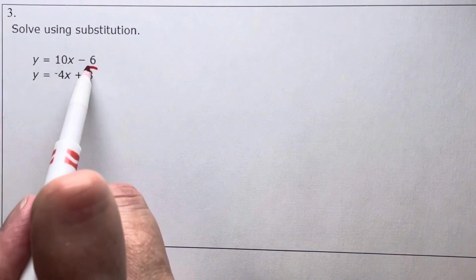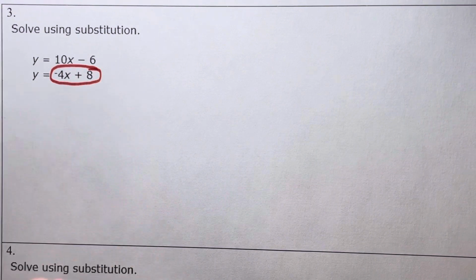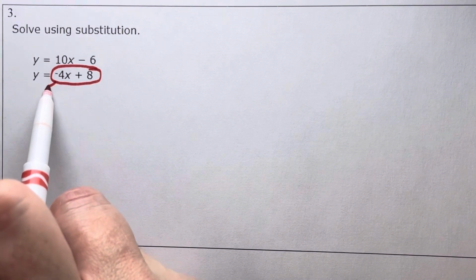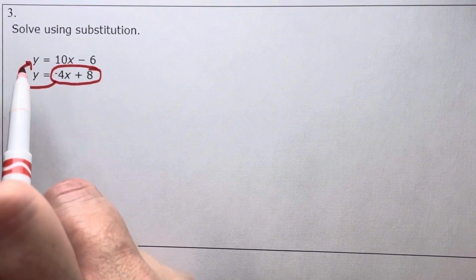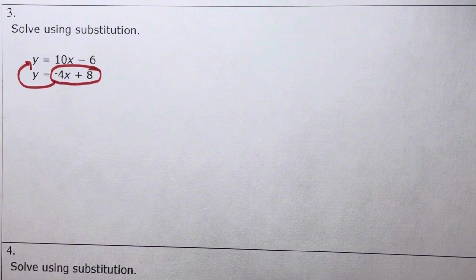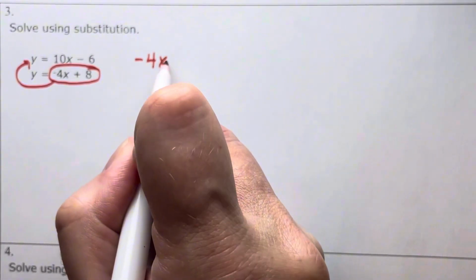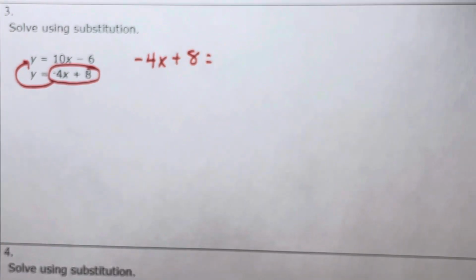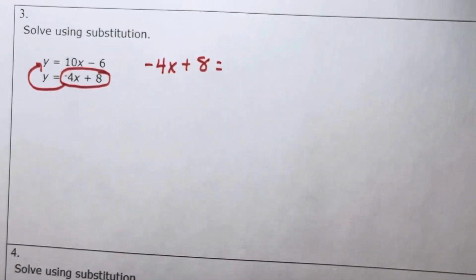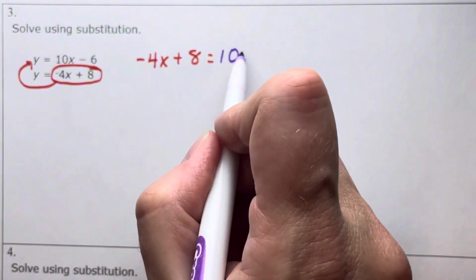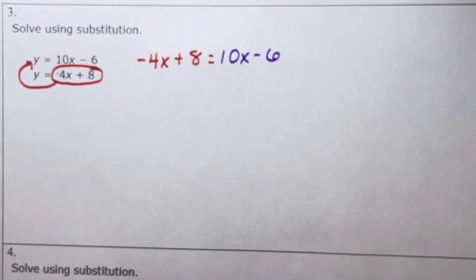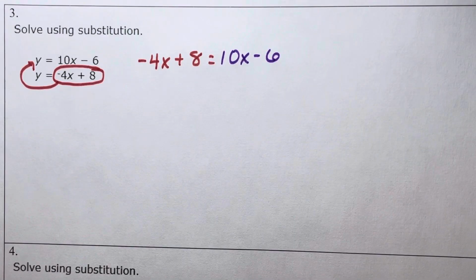So we circle one of these equations. Truthfully, it does not matter which one. I chose the second one. And we are going to replace the y in the first equation with our circled information. Let's see what that looks like. So we end up with -4x plus 8 equaling 10x minus 6. Okay, let's begin solving for x.